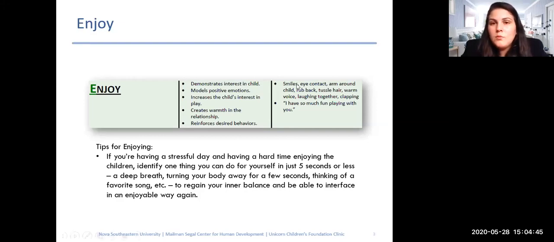And some examples of this, like I said, smiling, eye contact, an arm around the child, maybe rubbing their back, whatever the child feels comfortable with. Again, the parents are the expert as to what the child enjoys. We want to make sure parents, again, use that warm voice, laughing together, clapping, and then again, highlighting and verbalizing to your child, I am having so much fun with you. I'm having such a good time playing with you. Really letting them know that you're enjoying it.